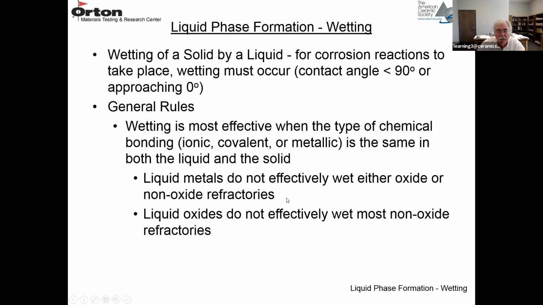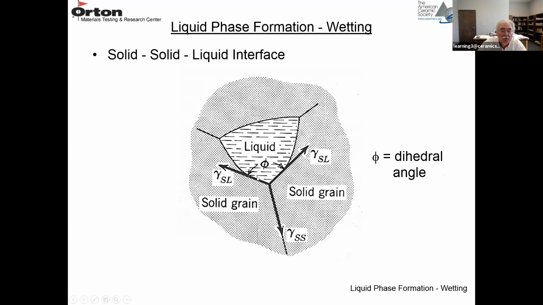And this would be the case of actual refractory, perhaps in the hot phase, where it's undergoing attack by a slag. Here we have 3 grains of a refractory material, and in between them is a liquid phase. There's an angle here, phi, that's a dihedral angle. So in this case, we have a gamma SS, which is the interfacial energy between 2 solid grains, and we have a gamma SL, which is the interfacial energy between the solid and the liquid slag.